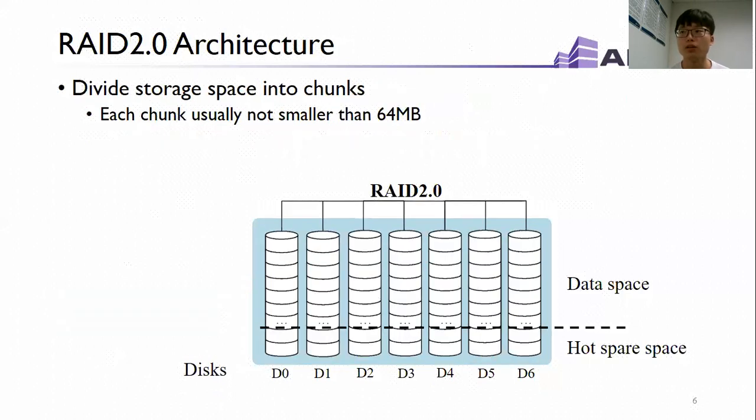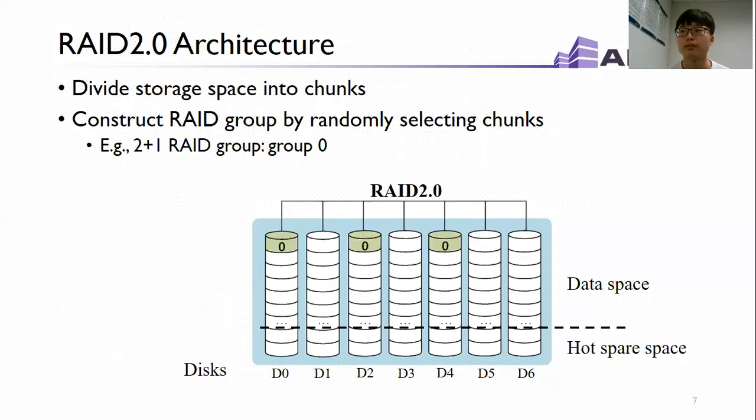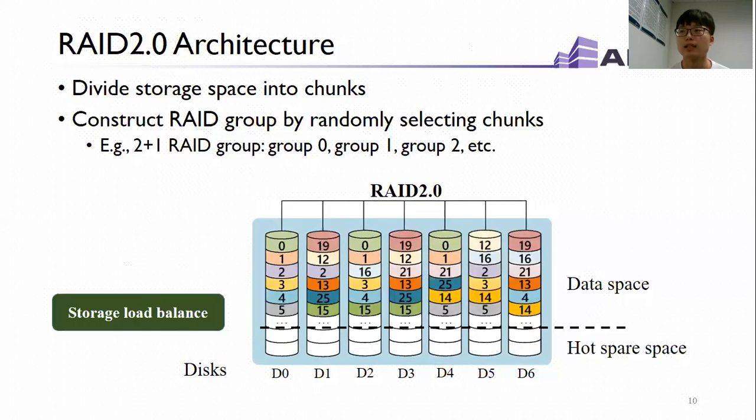In RAID 2.0, the storage space of each disk is divided into chunks. It constructs a RAID group with randomly selected chunks. For example, here one chunk is randomly selected from each of D0, D2, and D4 to construct a 2+1 RAID group named group 0, and then group 1, group 2, etc. in the same way. This way achieves storage load balance among disks with huge volume of data.